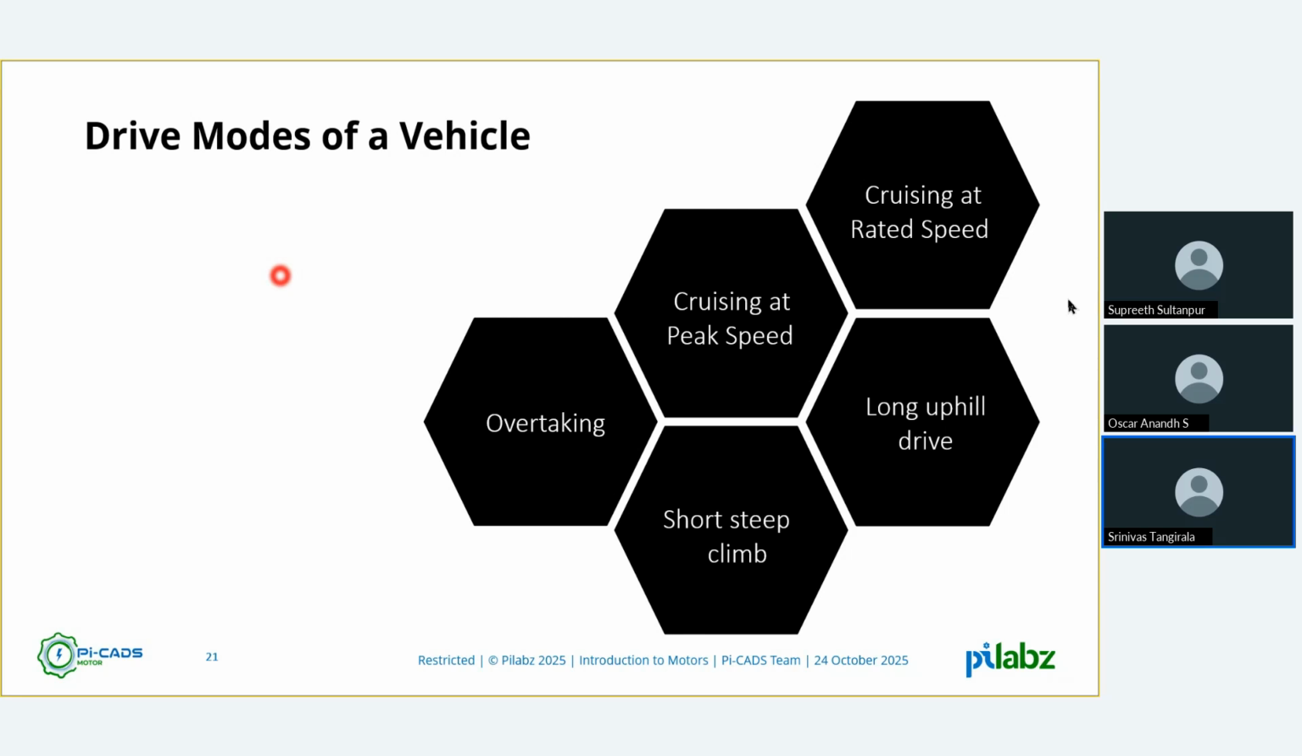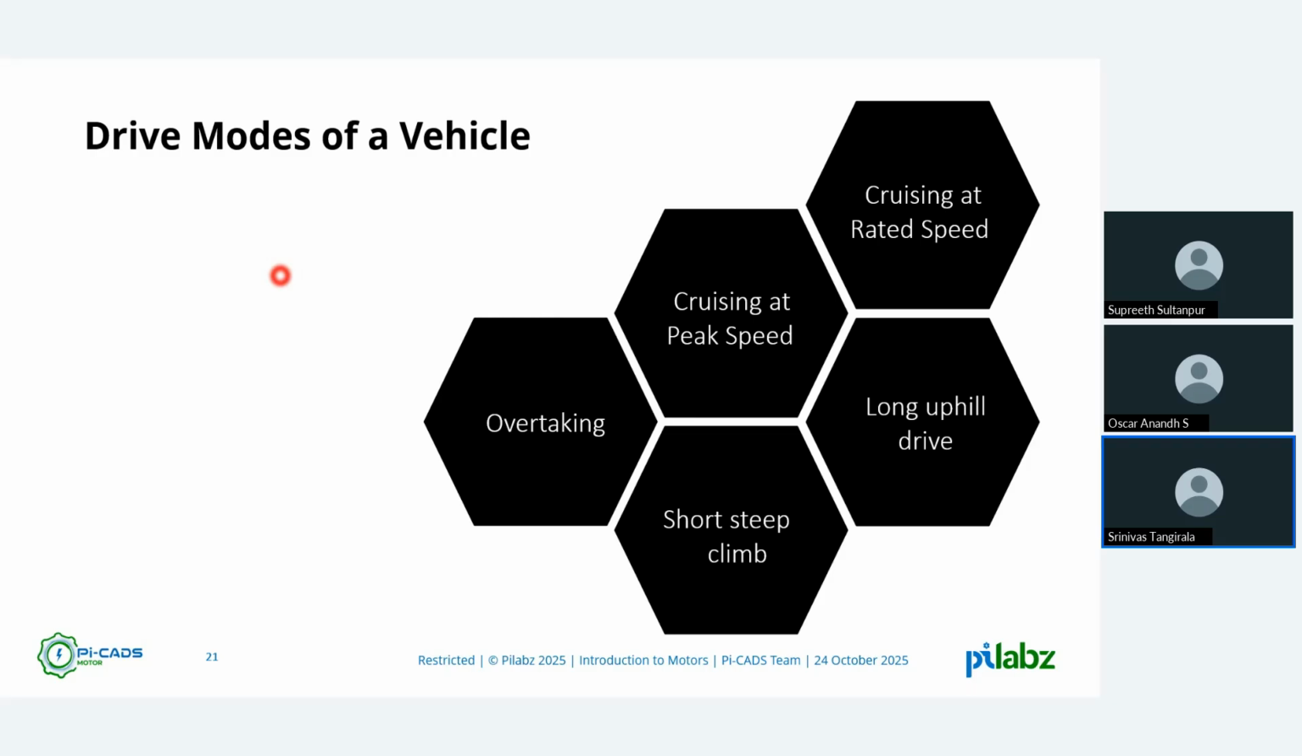So there is a rated speed and there is a peak speed. Peak speed is maximum speed. You don't drive for a long time at it, but for a short peak time you will. Sometimes you also need to climb a hill, a short steep climb. So that is another mode. And a long uphill drive is another mode of driving, where you need more power from the motor for the vehicle. These are the 5 driving modes of any vehicle.